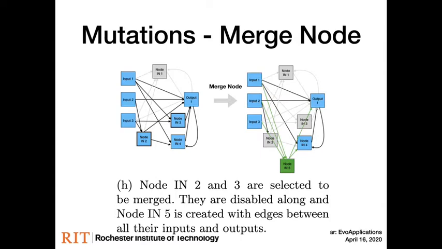And then we have a merge node operation, which is going to select two nodes, disable all their incoming and outgoing edges, and then create a new node. And it's just going to be the union of those two in terms of their incoming and outgoing edges.